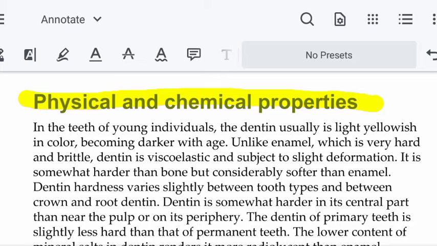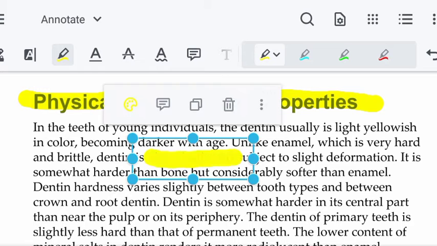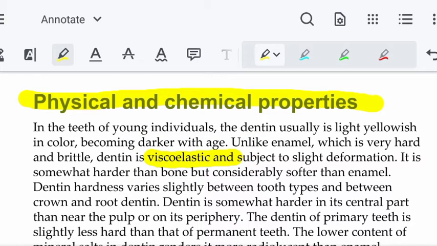Unlike enamel, which is very hard and brittle, dentin is viscoelastic and subject to slight deformation. So dentin is viscoelastic. What do you mean by viscoelastic? Viscoelastic means it is not very hard nor very soft, it is in between. So it is like a cushion, which can be a bit compressible, whereas enamel is very hard and brittle. Enamel is the hardest substance present in the body. But dentin is viscoelastic, it can be deformed slightly.